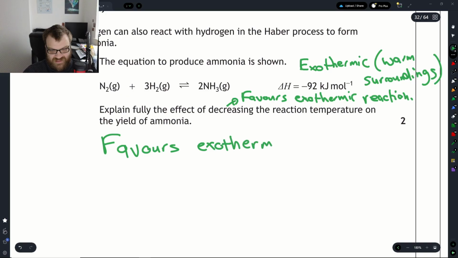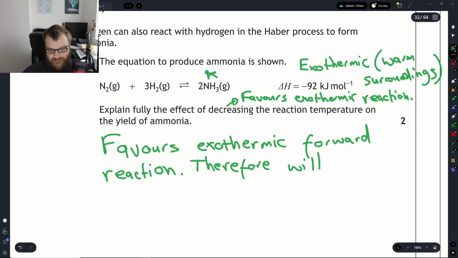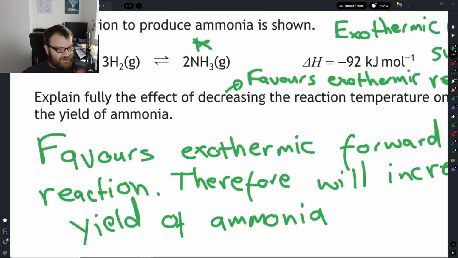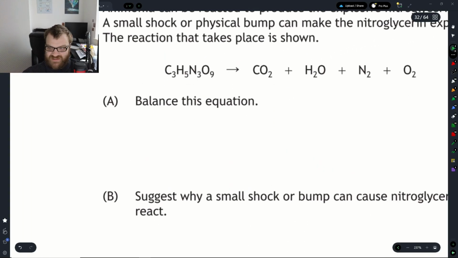If we look at what I've said previously, that means that's our forward reaction. Favours exothermic forward reaction, so moving from left to right. The chemical we are asked about, ammonia, is on that side. Therefore, it will increase the yield of ammonia. You need to identify which direction is exothermic or endothermic, and base your answer on that.